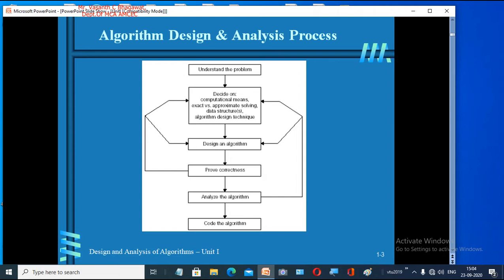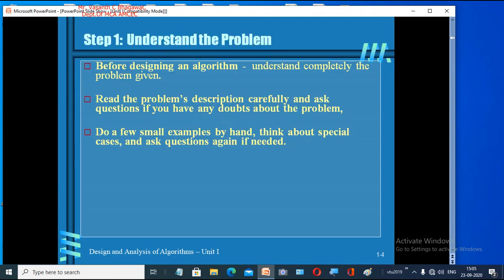Then there are four important parameters which we are supposed to decide on or discuss. One is computational means, exact versus approximate solution, the data structures, and algorithmic design techniques. One by one we will be discussing in detail. This is the second stage, and the third stage is designing an algorithm. Once you have discussed all these things, the next step is to design an algorithm. Then prove the correctness, so analyze the algorithm, and the final stage is coding the algorithm. That means convert your algorithm into a program. Now let us start discussing one by one in detail.